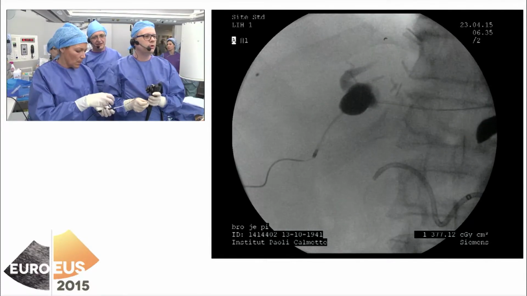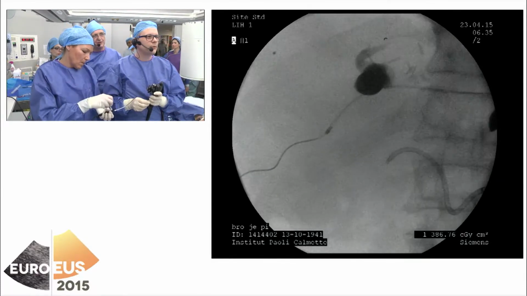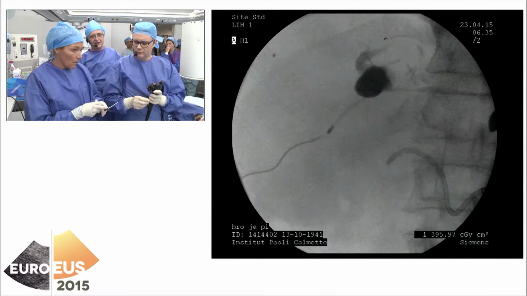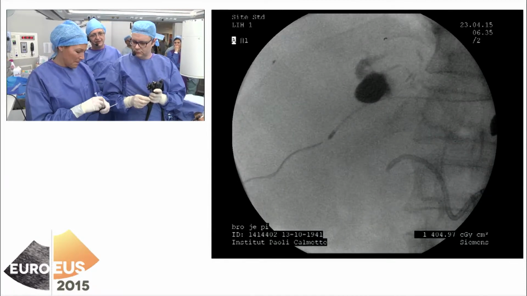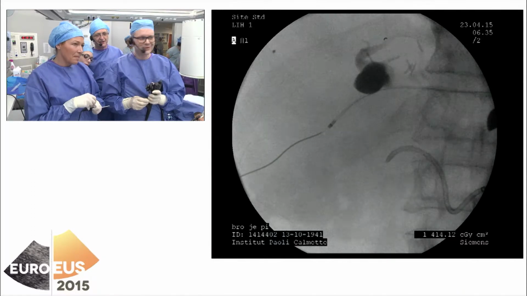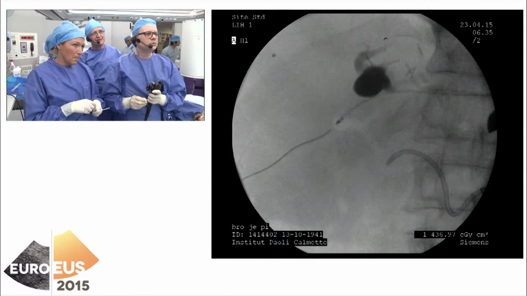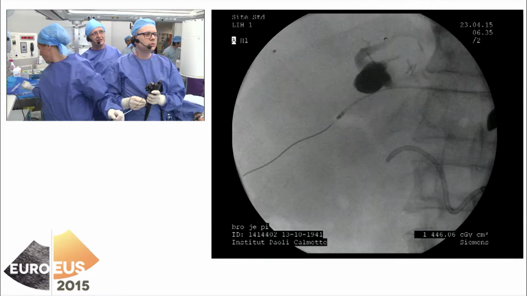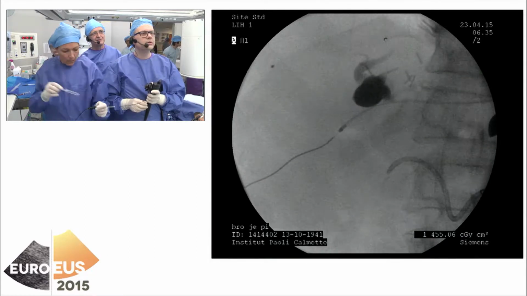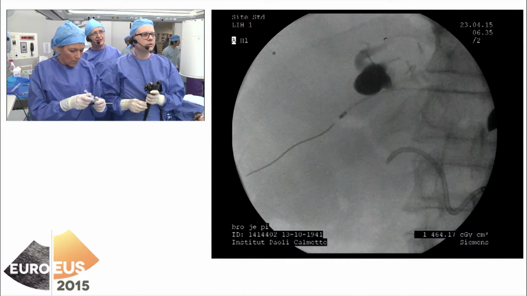The nice thing with this 6 French cystotome is that you can inject leaving the wire in place, so you should be able to do that. It's not always fantastic, but it works. No. It's a secondary branch. It is not. It's a secondary branch.